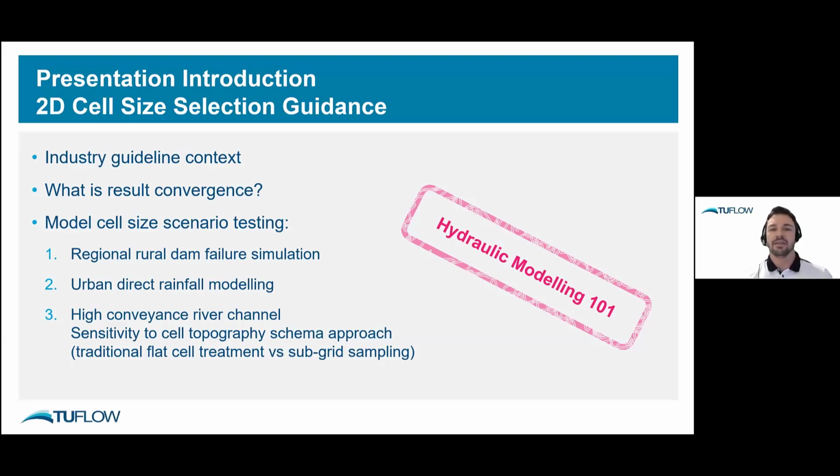I'll have a regional dam failure simulation, an urban direct rainfall simulation, and then a new one, which I've added for this presentation, is a high conveyance river channel situation. And with that third one, I'm actually going to be doing a comparison between the old traditional flat cell topography approach and the more contemporary newer subgrid sampling approach. So we can see what the difference in result is between the two.